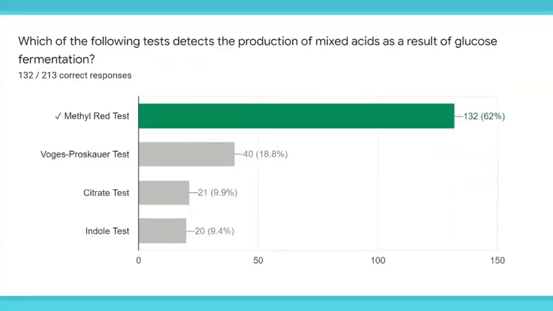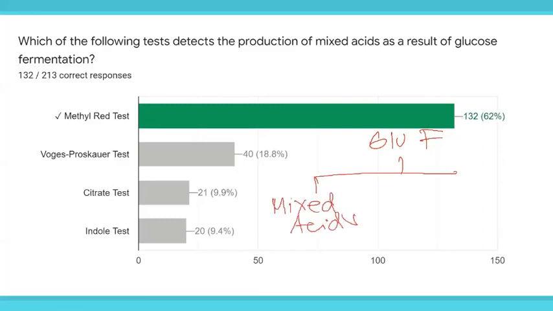Next. Which of the following tests detects the production of mixed acids as a result of glucose fermentation? So going back, a while ago, we discussed Voges-Proskauer, which detects if the organism ferments through the neutral pathway. Another pathway for glucose fermentation would actually be your mixed acids pathway, or acidic pathway. In this pathway, glucose is converted to mixed acids like lactic acid, acetic acid, formic acid, or succinic acid. As a result, the medium becomes more acidic, and this causes a positive methyl red test.